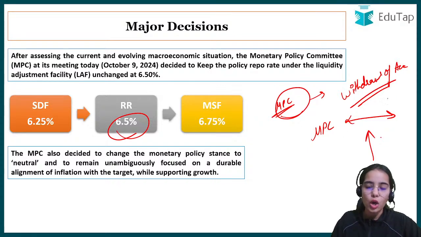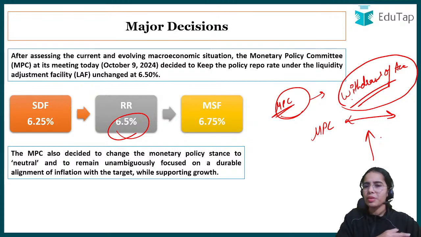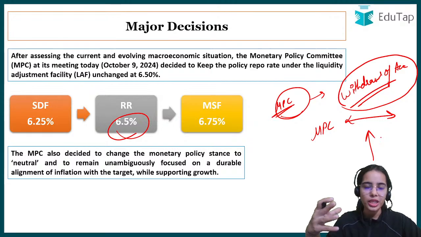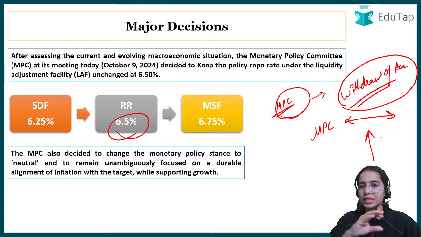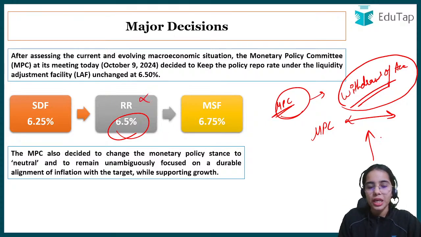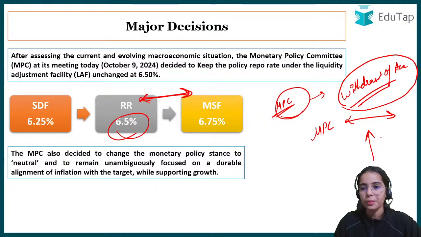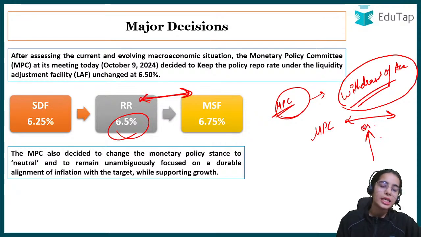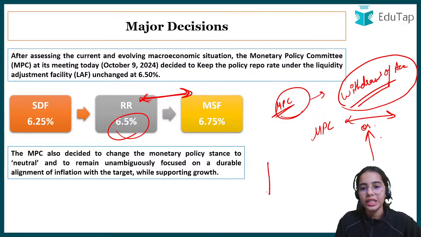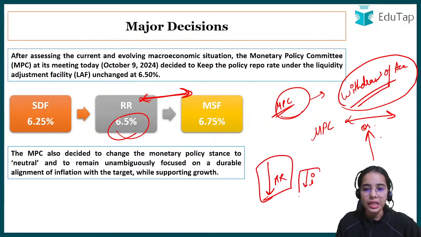So withdrawal of accommodation means that the RBI Monetary Policy Committee has said in many of the previous meetings that we are withdrawing the accommodation, we are going to keep the repo rate unchanged at this high percentage, or we are going to increase the repo rate in the coming meetings. So there is no chance of decreasing the repo rate, because if we decrease the repo rate, that means the interest rate will decrease in the economy.